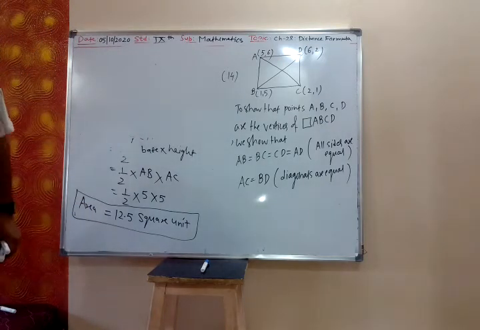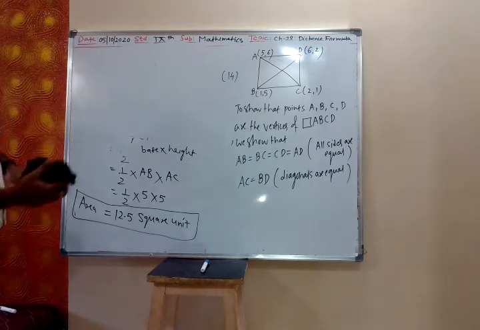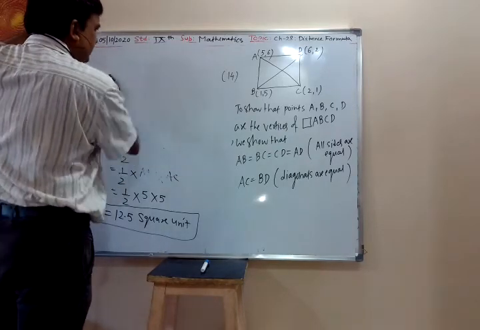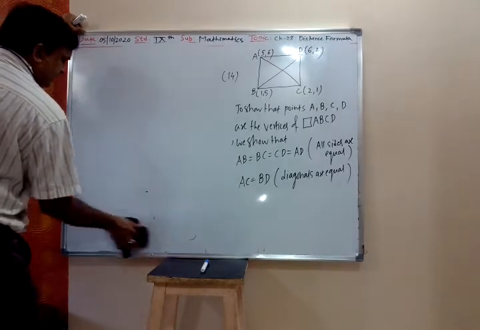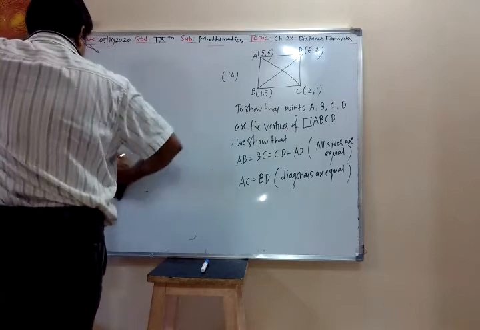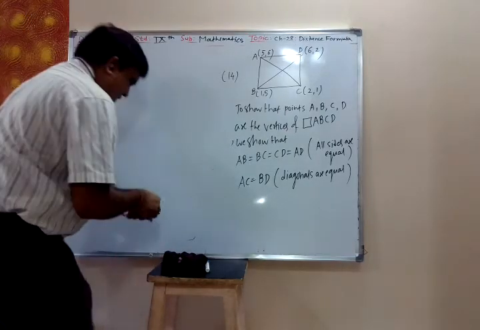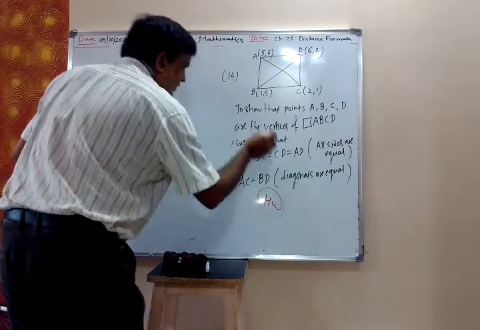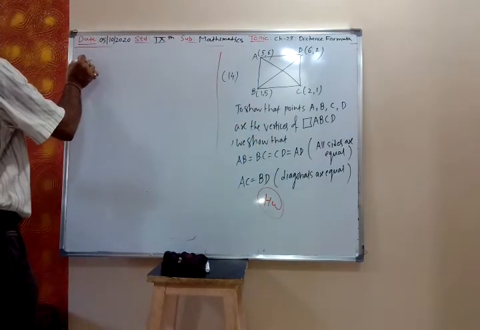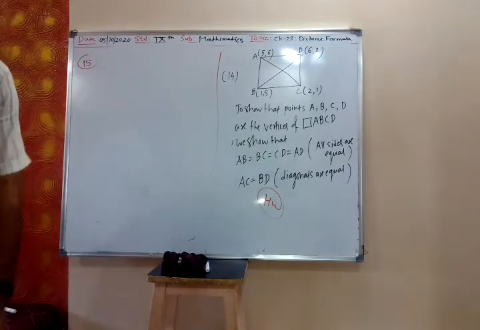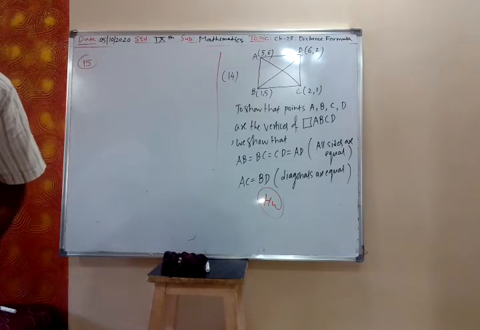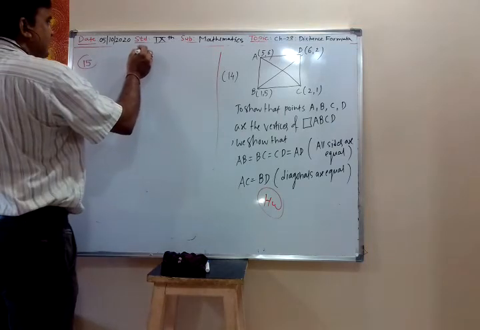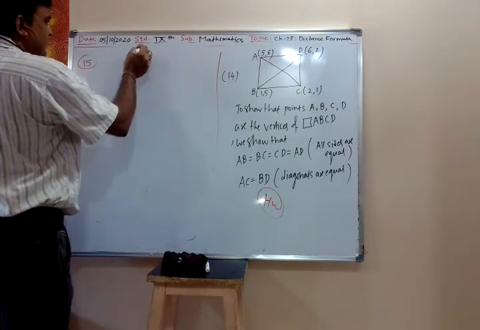So now 15th, I am giving homework. Let me write the beginning part. This is homework for the part. Let me write the question 15. Show that they are the vertices of rhombus. Yes, you have to find the diagonals. They are the vertices of rhombus.